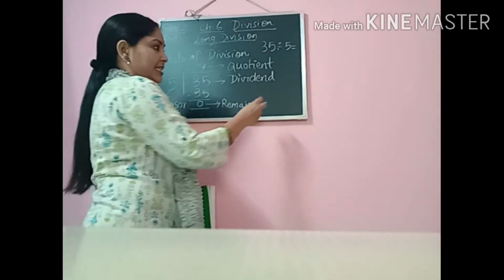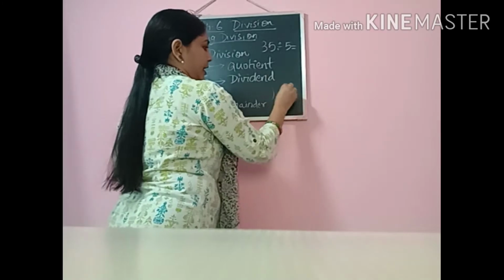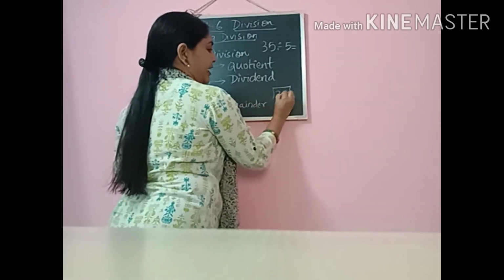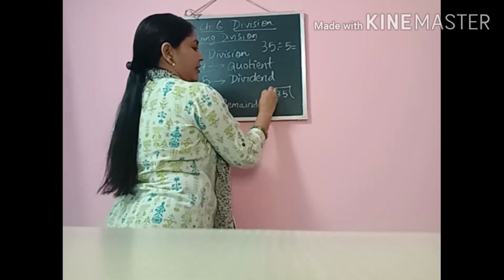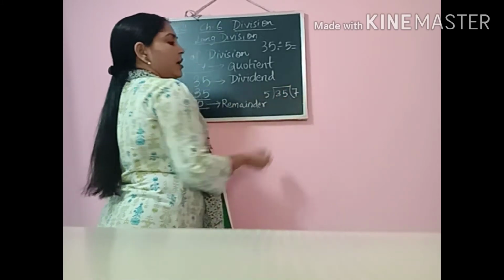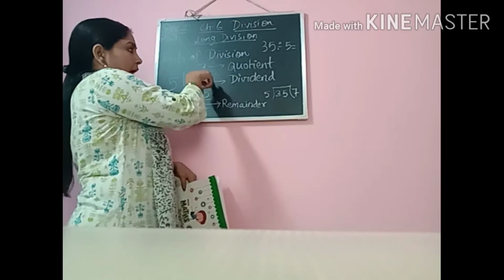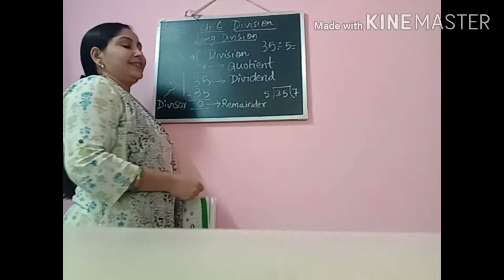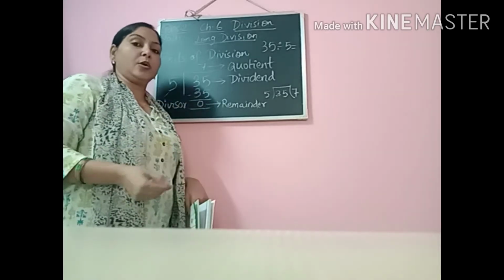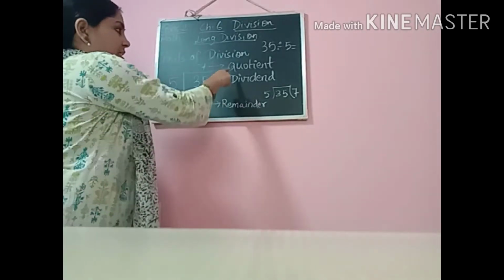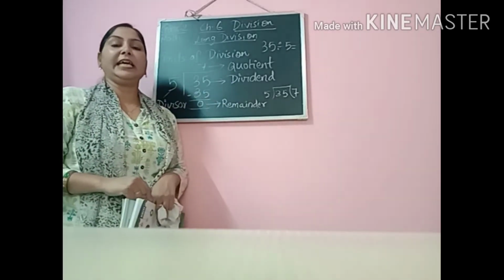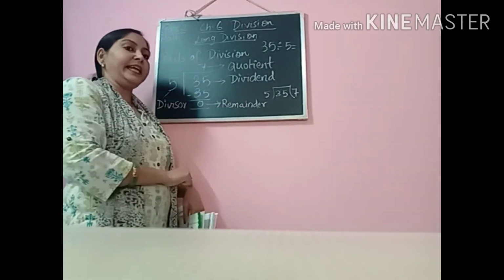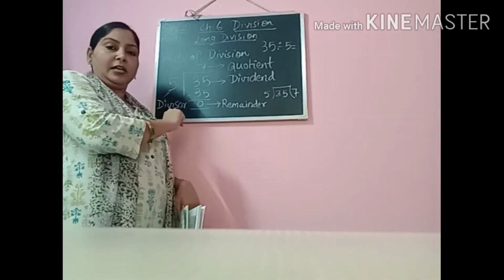In some cases we also write in this way. Over here we write 35, this is your divisor, and here we write the quotient. The answer which we get is known as the quotient. Quotient, not question. It is called quotient. The spelling is Q-U-O-T-I-E-N-T.